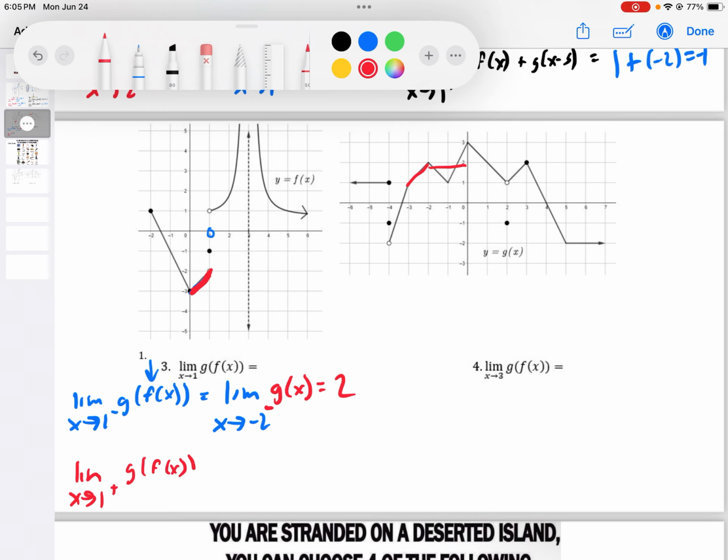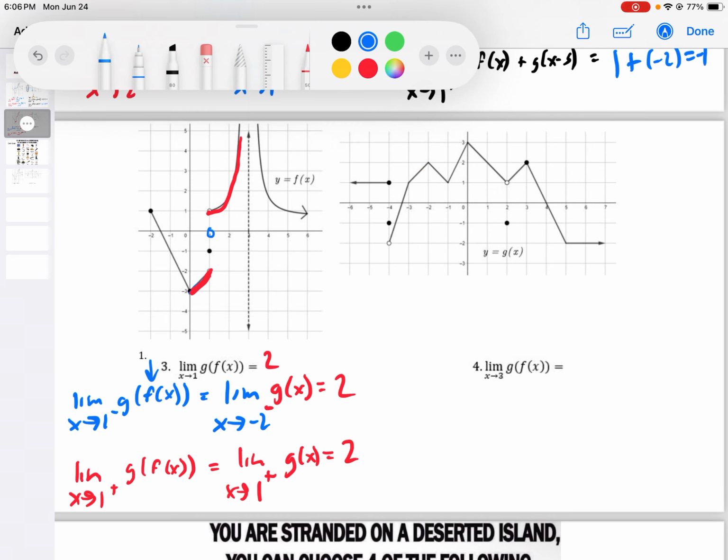And do it the other way. The limit as x approaches 1 from the right of g of f of x means find the limit of f of x as x approaches 1 from the right. So 1 from the right, it's approaching 1, and it came from above. So that's why I put that plus sign, which means I'm going to find the limit of g of x as x approaches 1 from the right. That would be 2. Those numbers agree, so the answer is 2.